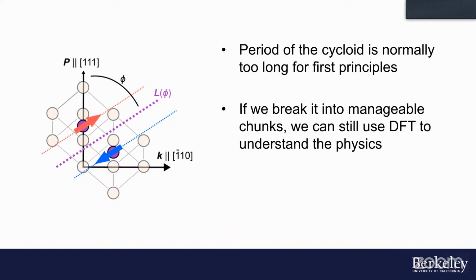What we can do though, or what we think we can do with modern DFT functionals, is break this up into manageable chunks. We can create supercells that are effectively an Ising system, but a single chunk of the cycloid, and then rotate it through this angle phi. And we can try to understand some of the physics of the system.